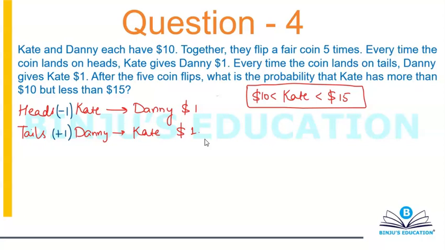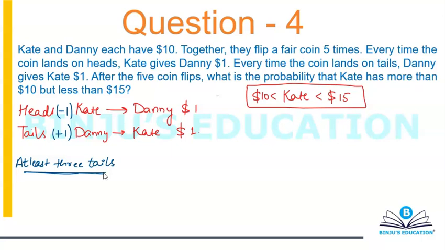Okay, so heads will give -1 and tails will give +1, and we want Kate to have more than 10, which means we want at least 3 tails.